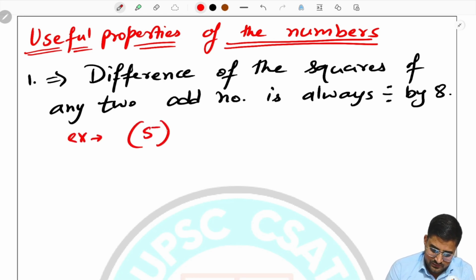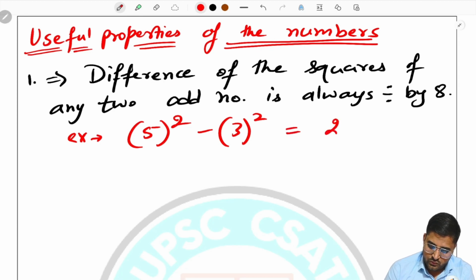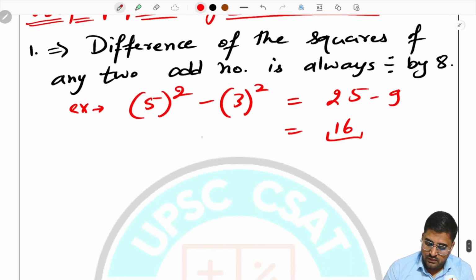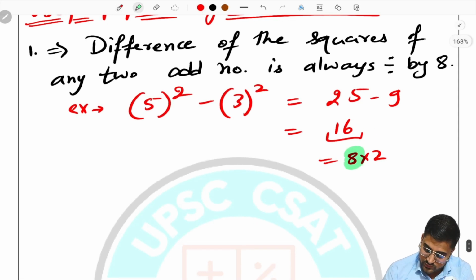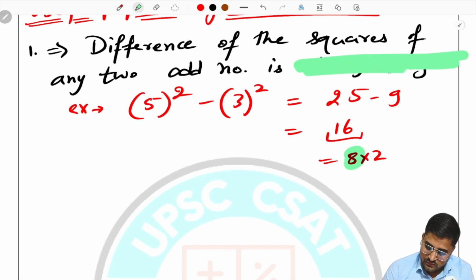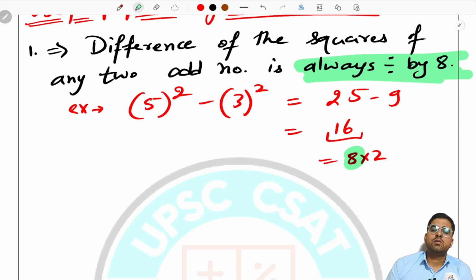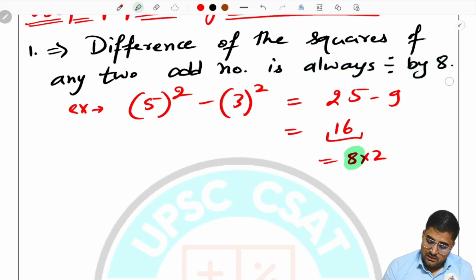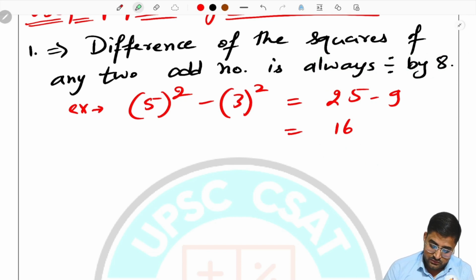Start from a very basic one. 5 square minus 3 square is equal to 25 minus 9, which is 16. 16 is 8 into 2. What I am trying to emphasize is, is it divisible by 8 or not? It is divisible by 8. That's how things work. Let us take one more example.